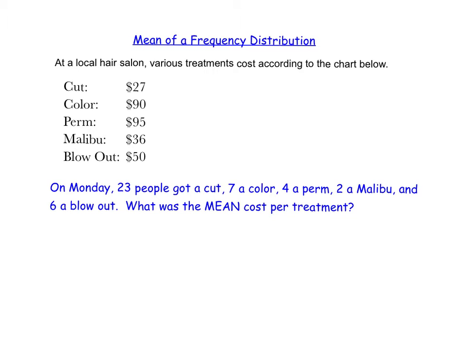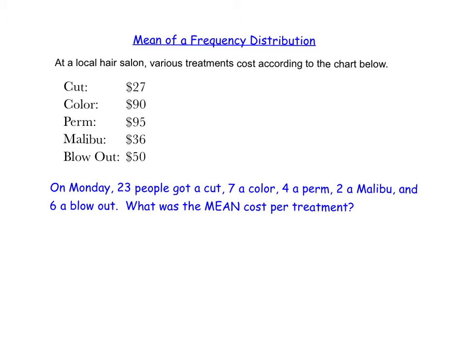So I think a lot of people at first glance might just say, well, the average cost per treatment, you just add up those 5 and divide it by 5. But that's not what we're saying. We're saying 23 people got a cut, so that's going to mean there was a lot more money brought in by haircuts because there were 23 of them as opposed to only 2 people who got a Malibu that day.